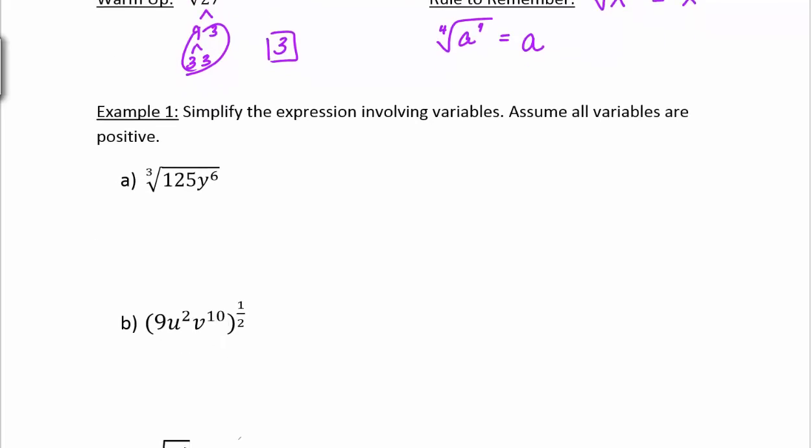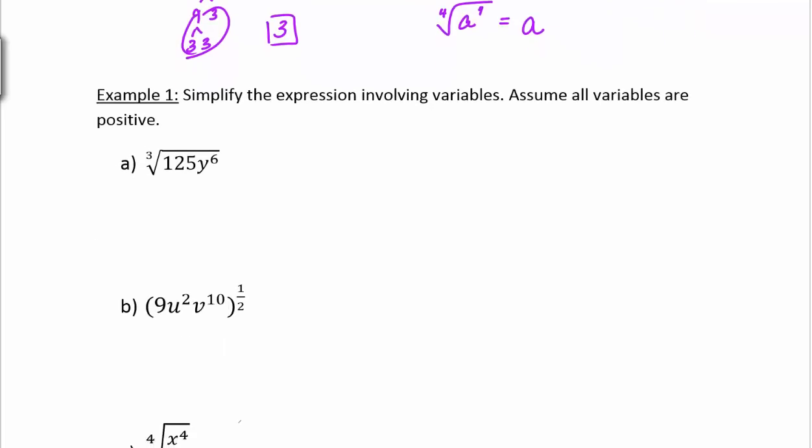So the first few questions we're going to simplify involve variables, and we're going to assume all variables are positive. So this first one, I'm looking for 3 of a kind. So I'm going to start with the numbers and then I'll move to each variable. 125 is 25 times 5, and then 25 is 5 times 5. So that is one group of 3 with nothing left over. So I know for sure I have a 5 out in front of that radical and no numbers left underneath.